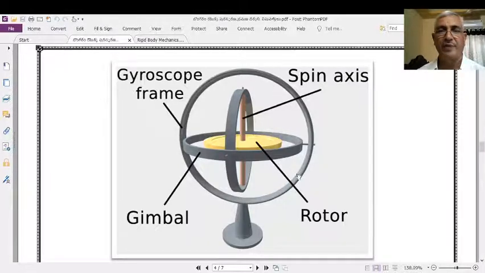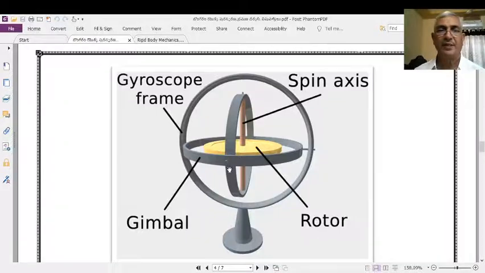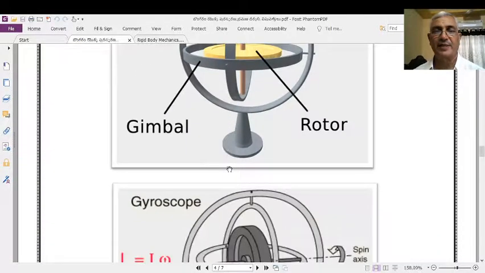This is the frame of the gyroscope. This is known as one gimbal, and this is known as the other gimbal. These two frames, this circular frame and this circular frame, are known as the gimbals. This is about the construction of a gyroscope.